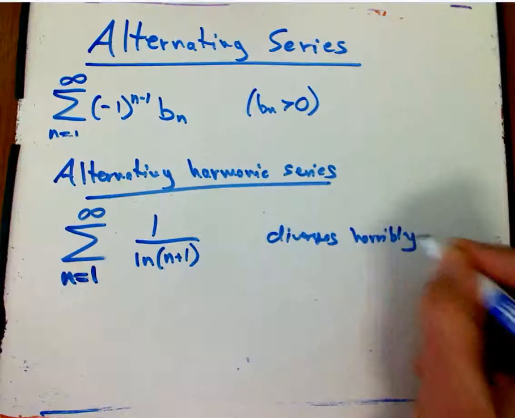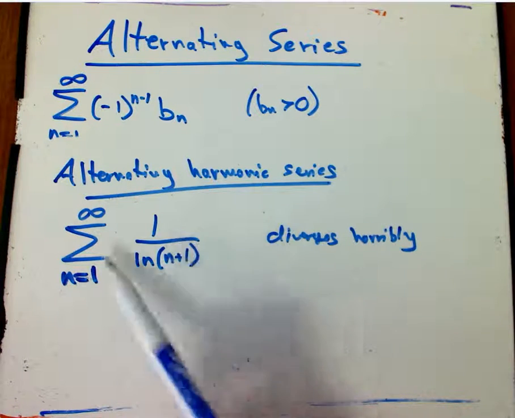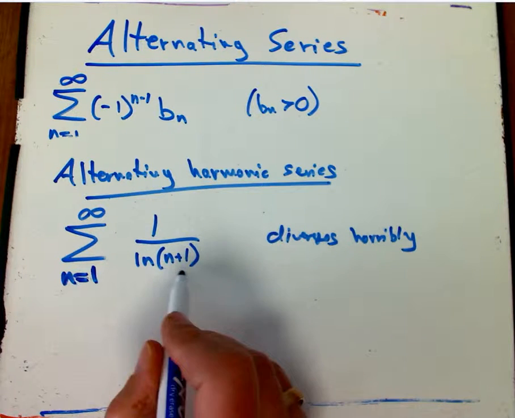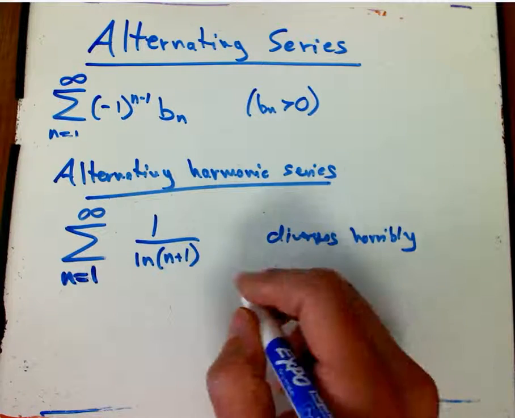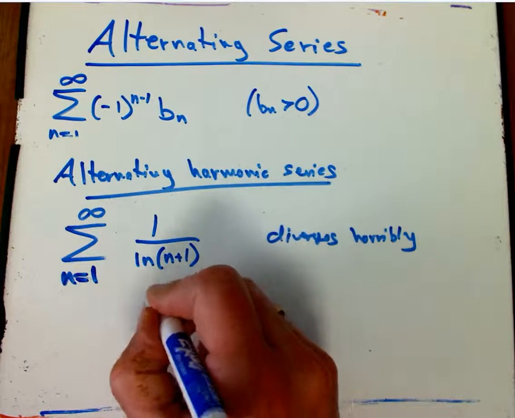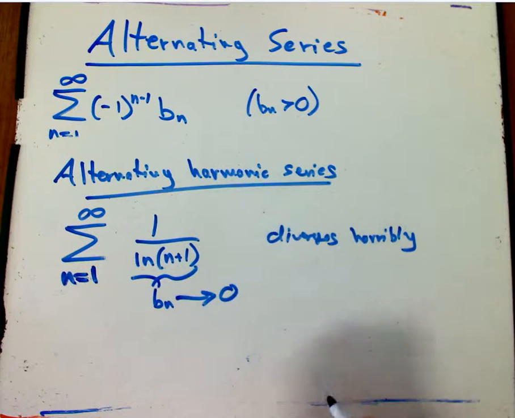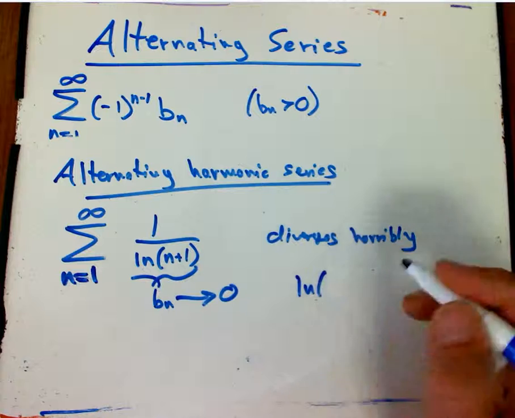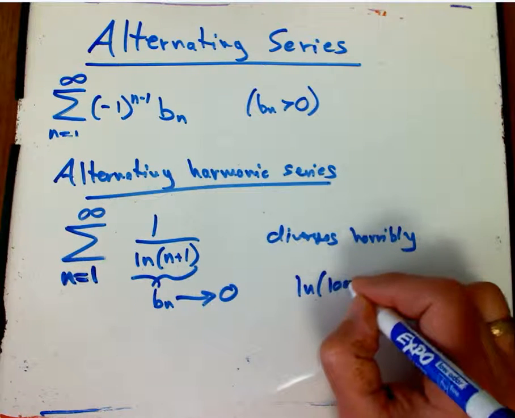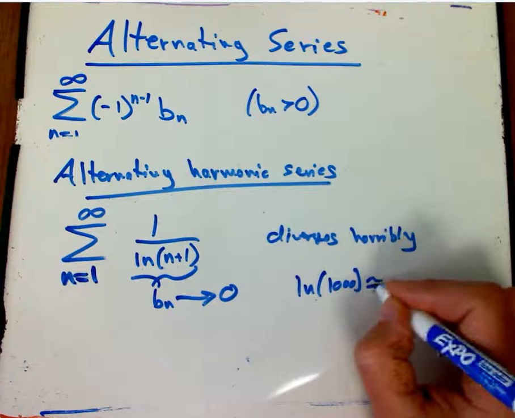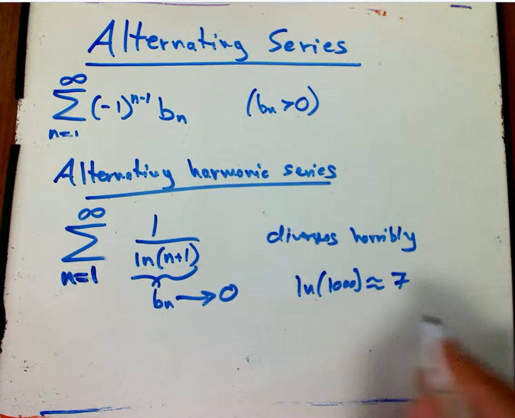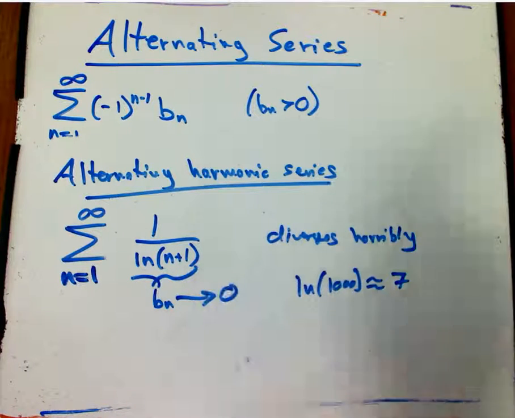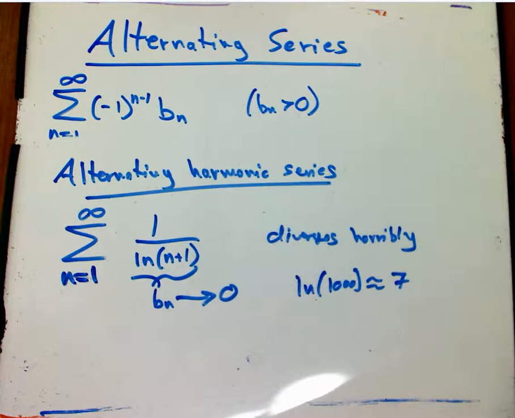It's true that it still satisfies the fact that the terms go to 0, because the log goes to infinity, so 1 over the log goes to 0. Okay. So if these are b sub n, then yes, they go to 0. But boy, they go to 0 slowly. For example, log of like 1,000. That's a pretty big number. That's only about 7. And so you've added up 1,000 terms, you're still only at about 1/7 here. This just diverges very, very horribly. It's not even really trying very hard.